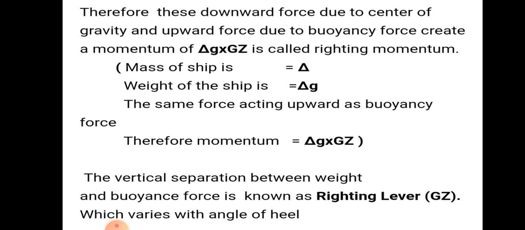That is known as righting moment, delta G into GZ. Delta is equal to the mass of the ship, and the weight of the ship is equal to delta G. The same force acts upward as buoyancy force. Therefore the moment is equal to delta G into GZ. The separation between weight and buoyancy force is known as righting lever, which varies with the angle of heel.